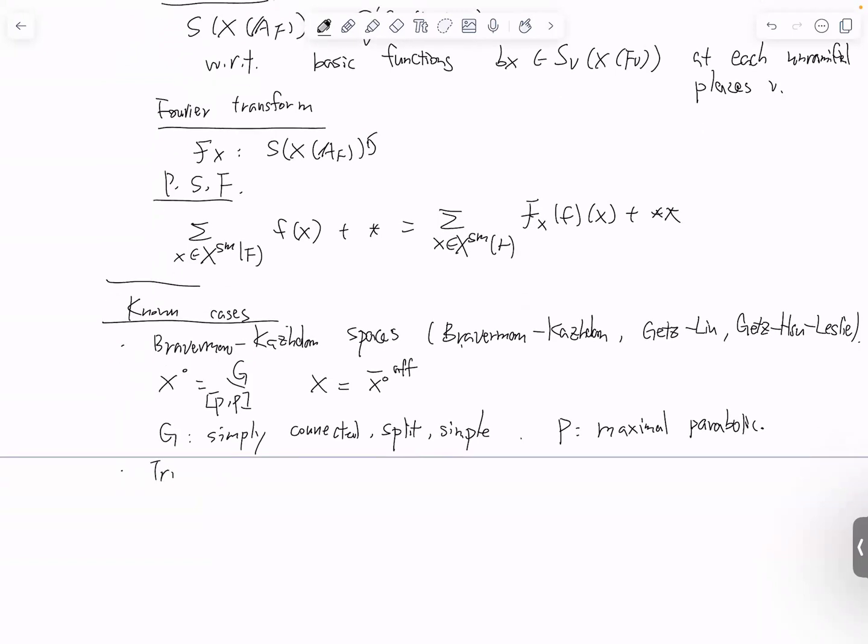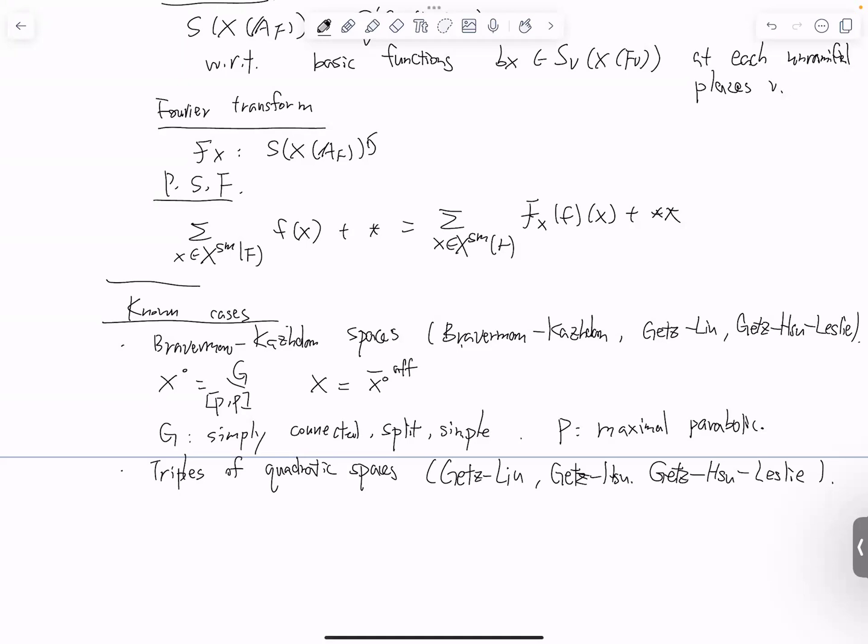And secondly, there's the triples of quadratic spaces by Getz and refined by Getz and Getz-Liu. And also there's my PhD thesis, an automorphic twisted summation formula for pairs of quadratic spaces.